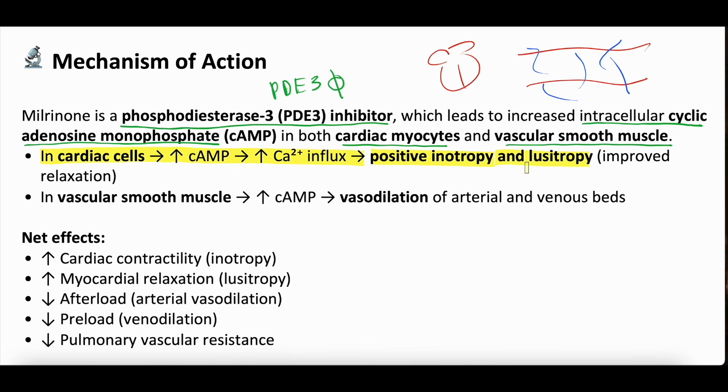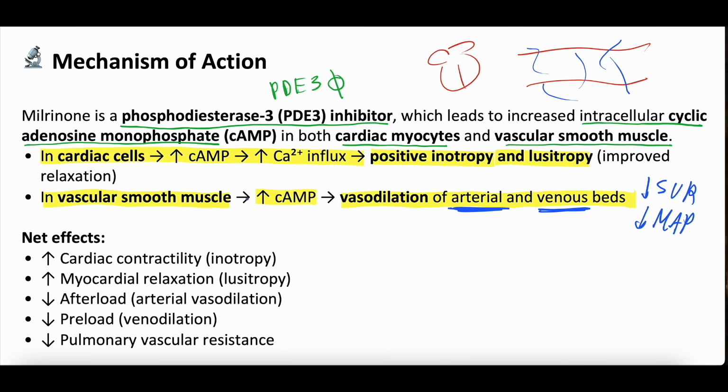In vascular smooth muscle cells, though, in the peripheral vasculature, this is a little different. In these vascular smooth muscle cells, the increase in cAMP from the inhibition of phosphodiesterase 3 actually causes vasodilation of arterial and venous beds. So it's an arterial vasodilator and a venodilator. All right, so it causes vasodilation, decreased systemic vascular resistance, and a lot of times this will decrease the mean arterial blood pressure, and we'll get into more of this.